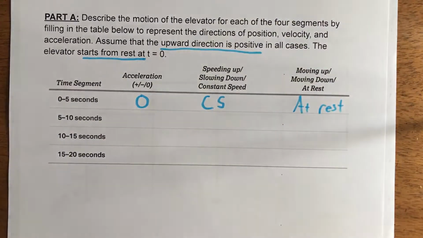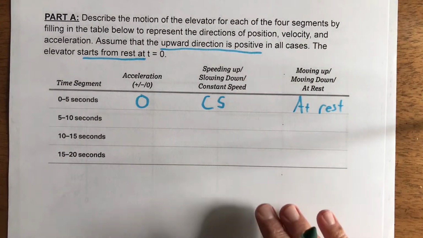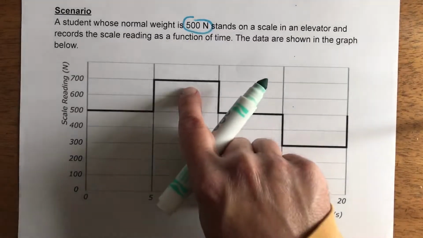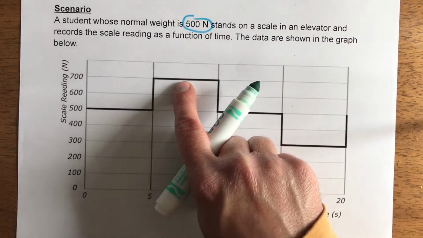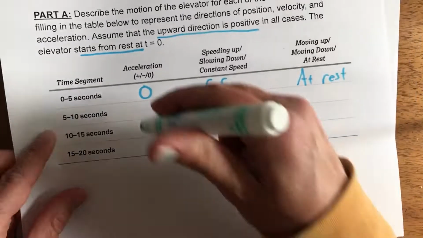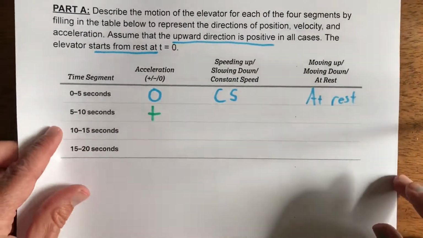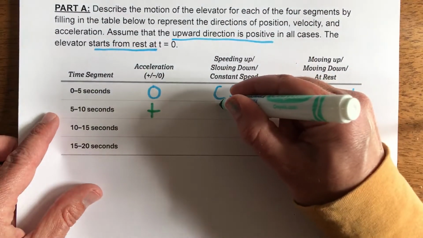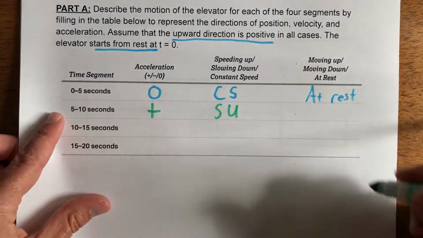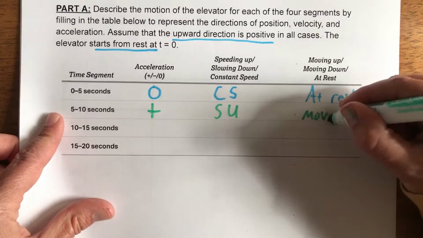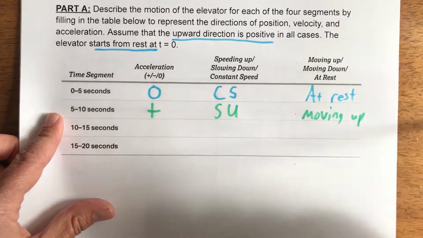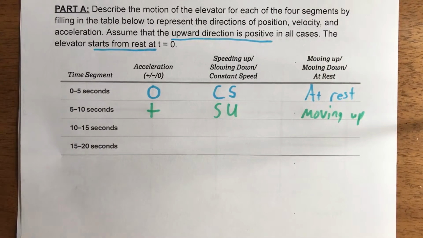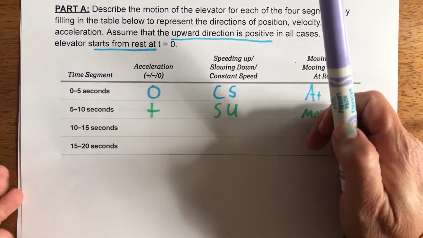So next part says from 5 to 10 seconds here, what is our value? Well, look, we have an acceleration here, upwards. So we have a positive acceleration. That is why the scale reading is larger. So since we are headed up from rest, that means that we are speeding up and we are moving up as well. So then next part, 10 to 15 seconds.